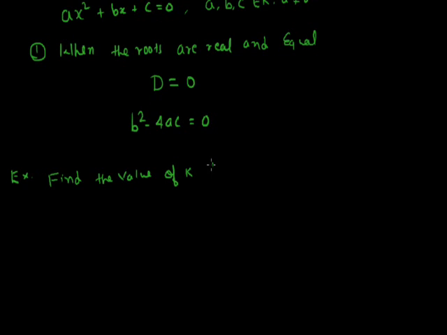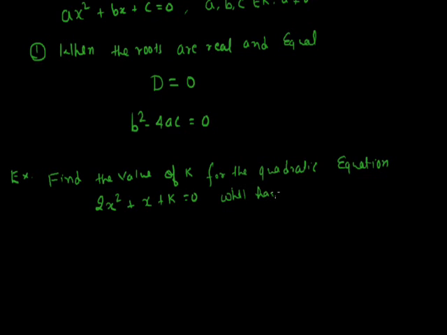Find the value of k for which the quadratic equation 2x square plus x plus k equal to 0 will have equal roots.